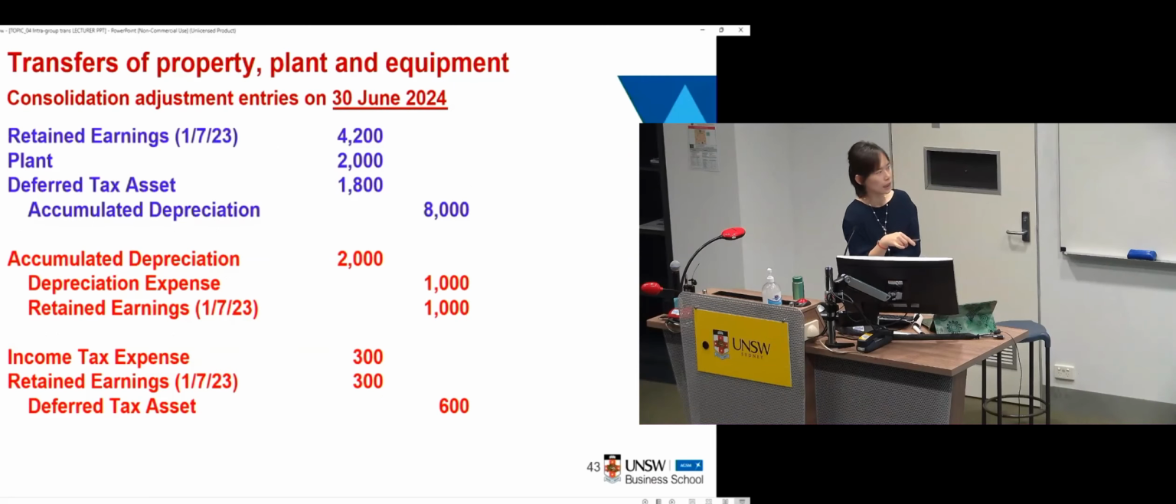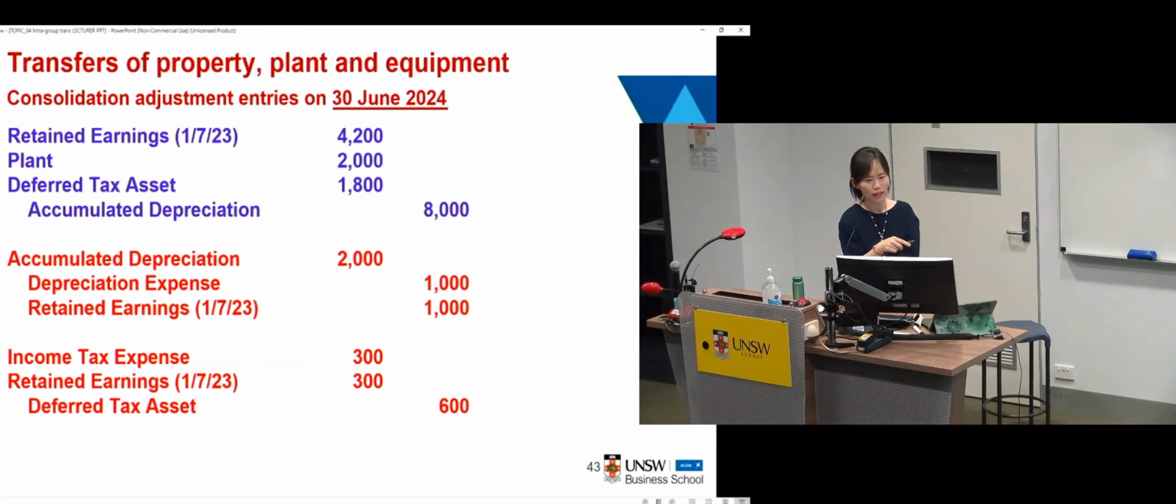Now DTA reverse for 2 years. Each year 300, 2 years 600. Now following the same principles, you can prepare the entry on 30 June 25, right? This entry, the first entry, is the same, I just changed the year to 24. That's it, right? What about this line item?